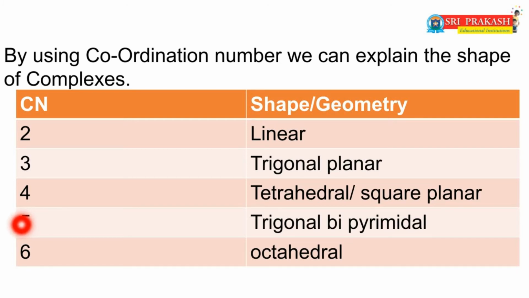If coordination number is 6, it means 6 lone pairs of electrons or 6 monodentate ligands are involved in the complex formation. If coordination number is 6, then the geometry or shape of the complex is octahedral.